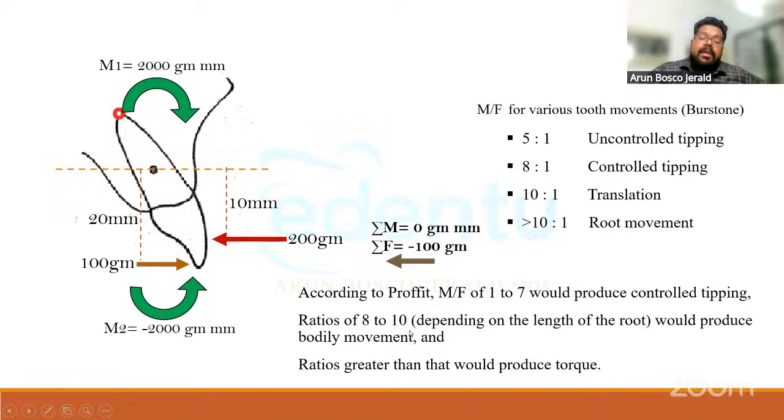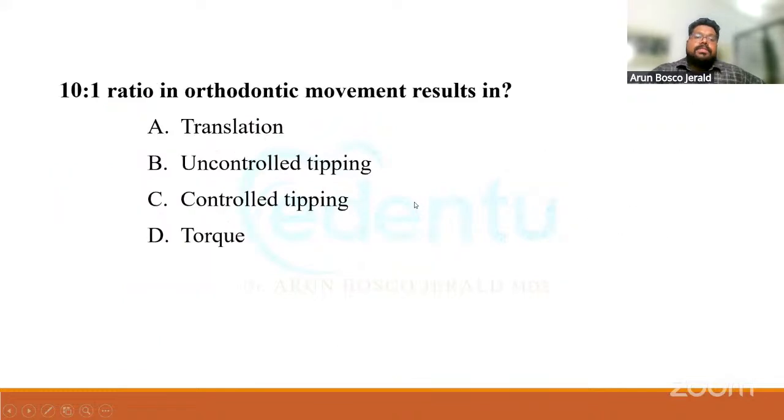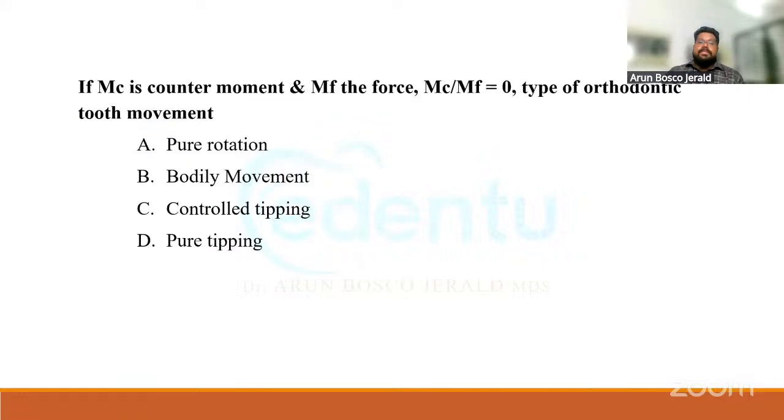These values are given considering the size of the root and the distance between the center of resistance to the point of force application. So please try to learn all these values by heart so that you can easily answer such kind of questions. Now going to the next question. The answer for the previous question is that the 10:1 ratio in orthodontic movement results in translation. Now moving to the next question.